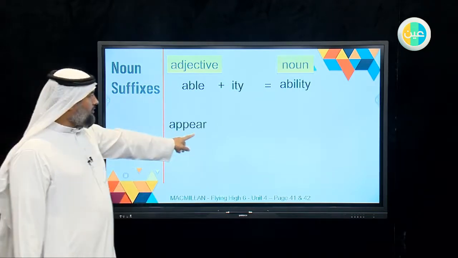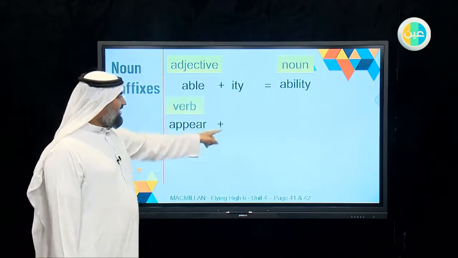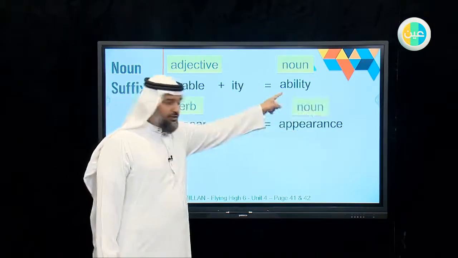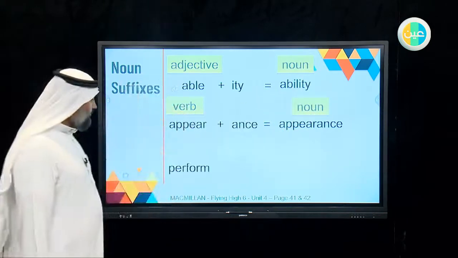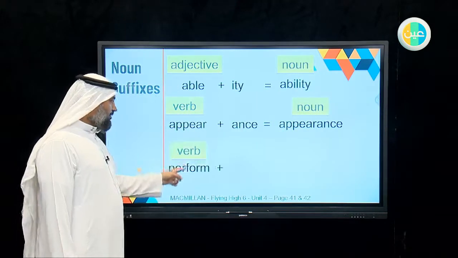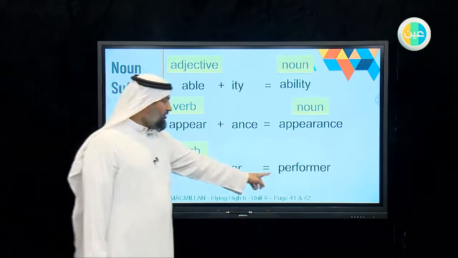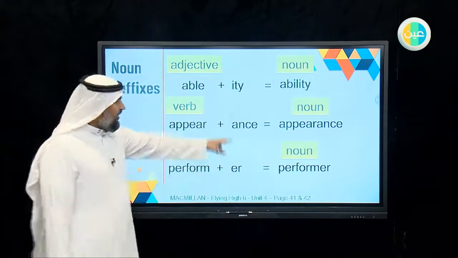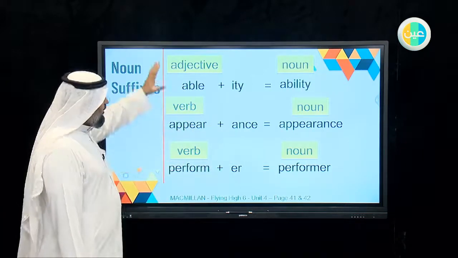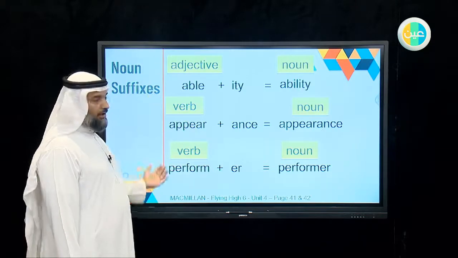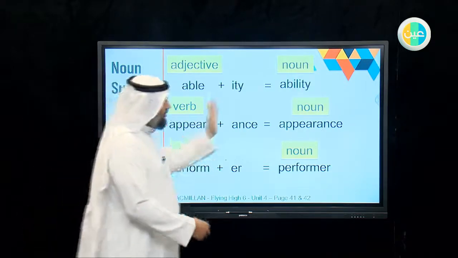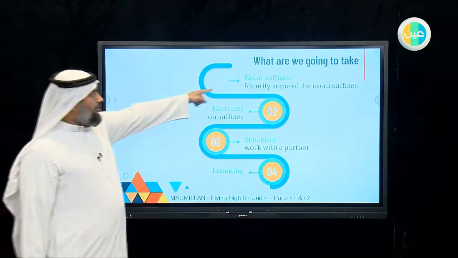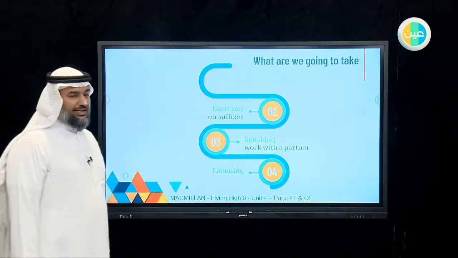Also appear, it's a verb. When we add a suffix ance, it's appearance, it changes to a noun. Perform, verb. When we add er to it, performer, noun suffix. Okay, that's why we call these noun suffixes, because it changes the verb, the adjective, everything changes to a noun. Now we finished with the noun suffixes. We're going to take the exercises.